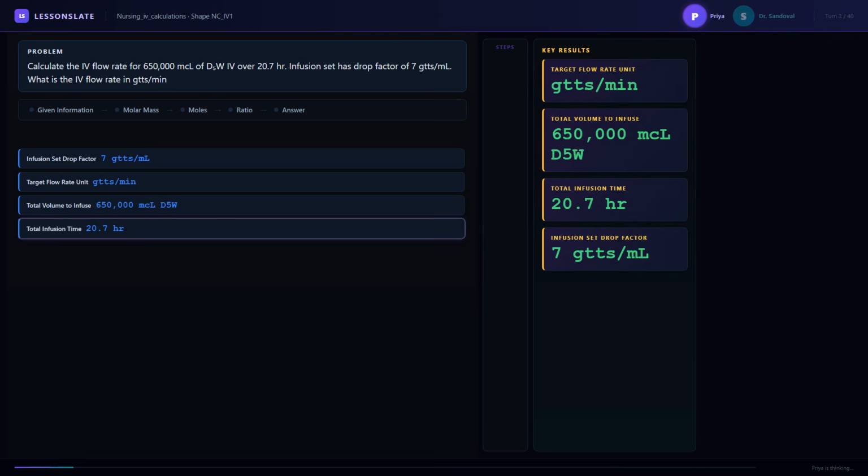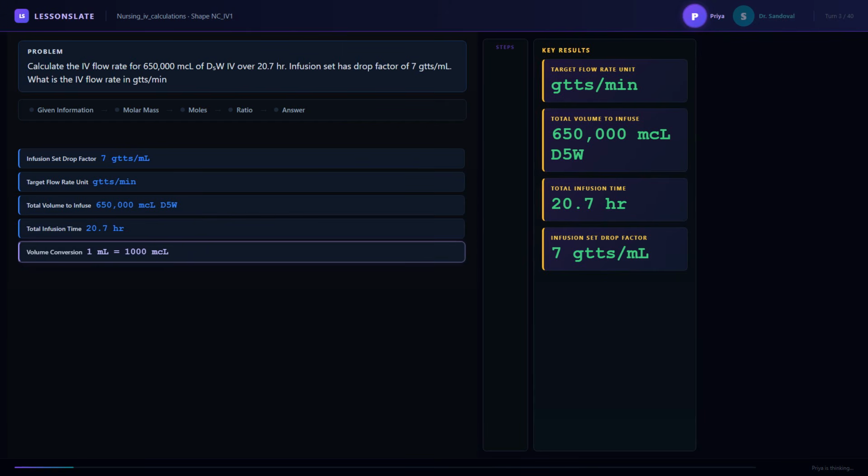Okay, so I think we should start with the volume, converting the 650,000 microliters into milliliters. I'm pretty sure there are 1,000 microliters in 1 milliliter, right? I always second-guess myself on those smaller unit conversions.